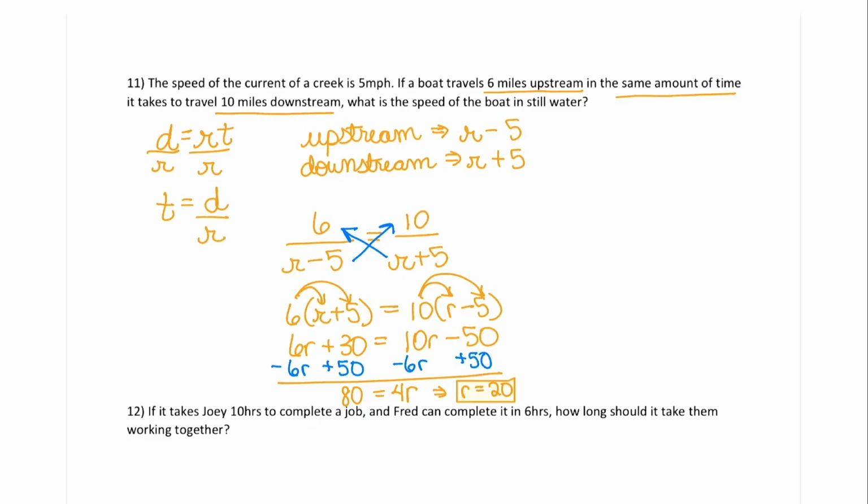So for the interpretation, R up here is the speed in still water, and we just found out that R is 20. So the rate of the speed of the boat in still water is 20 miles per hour.